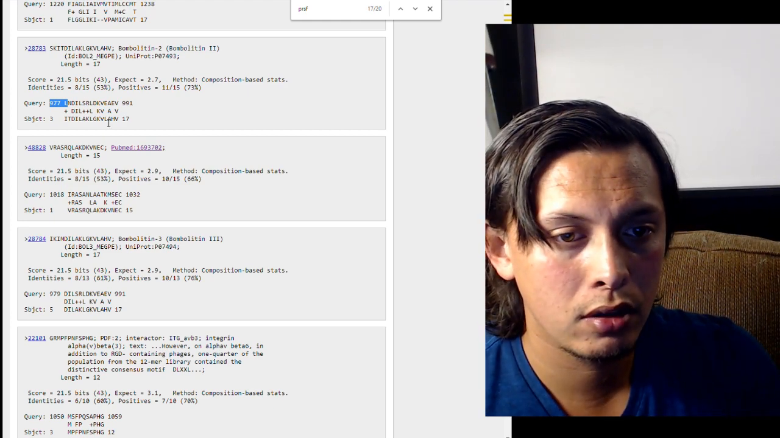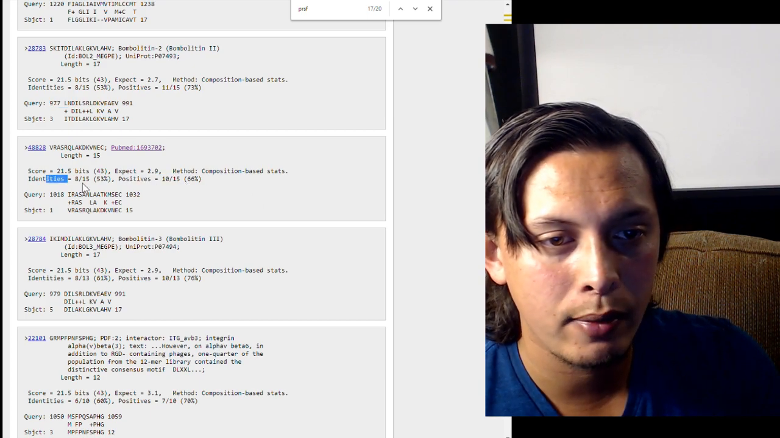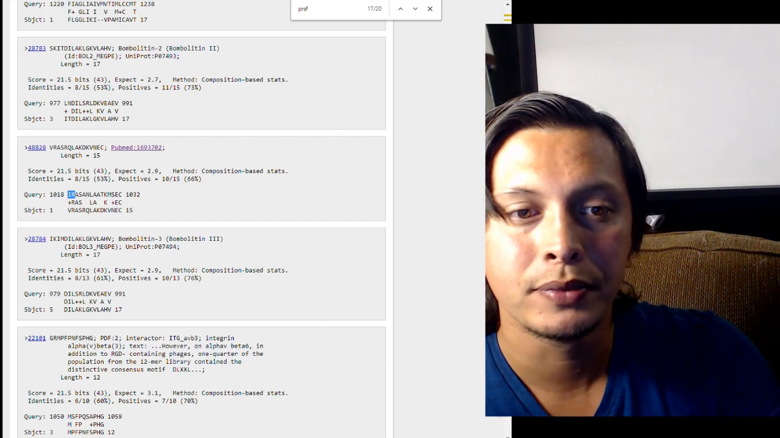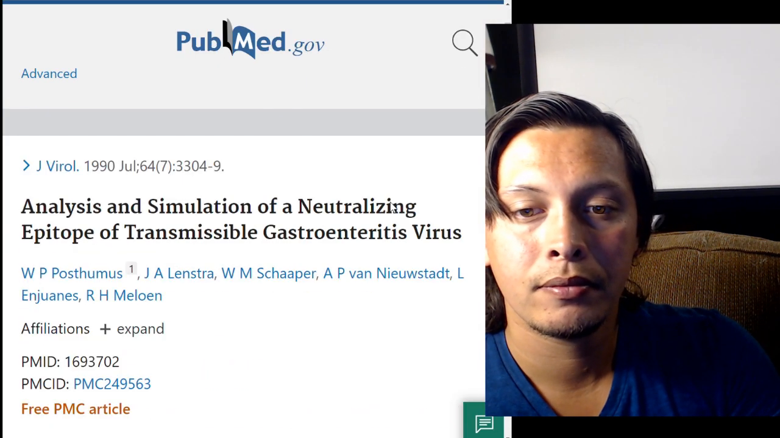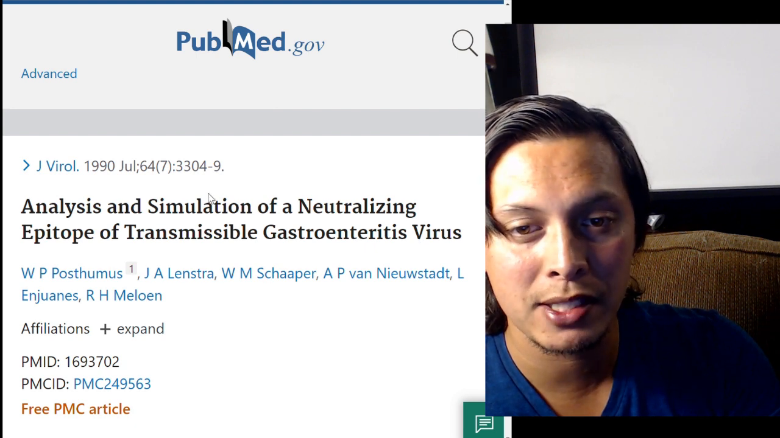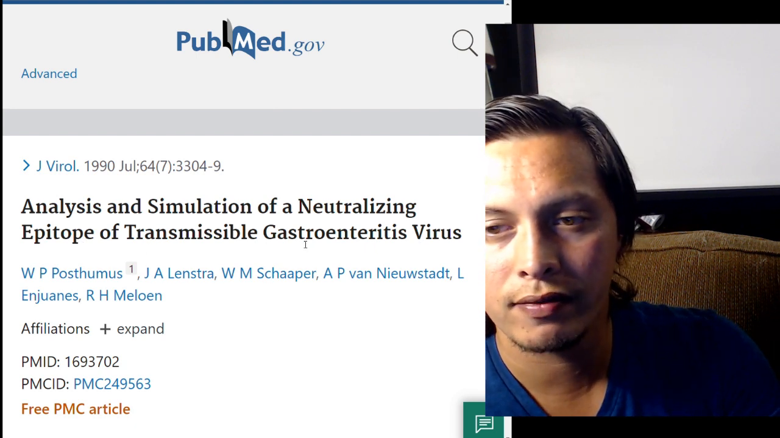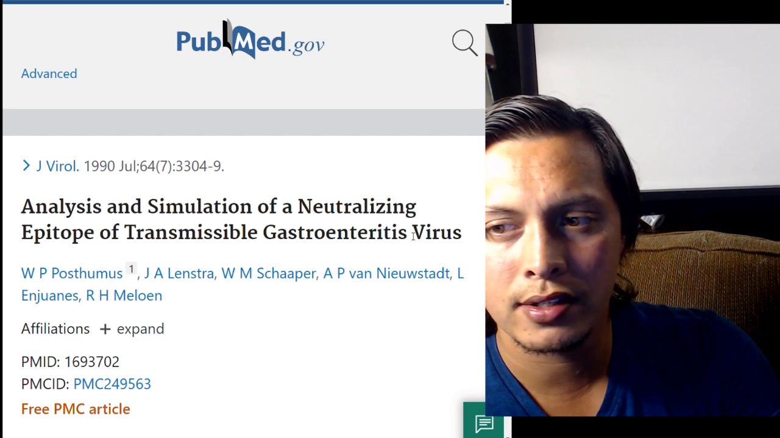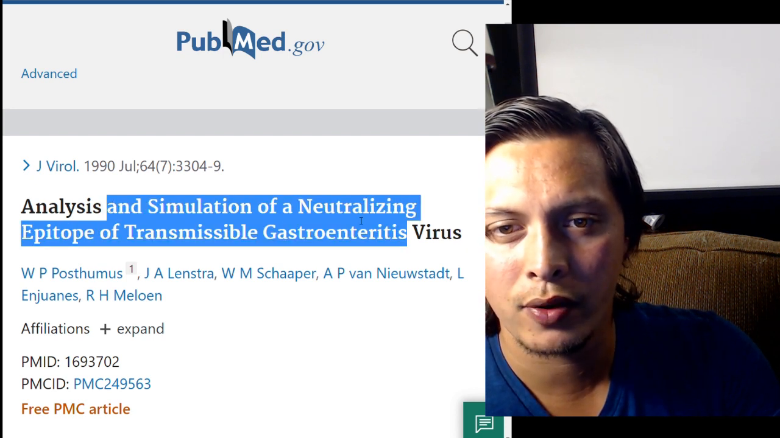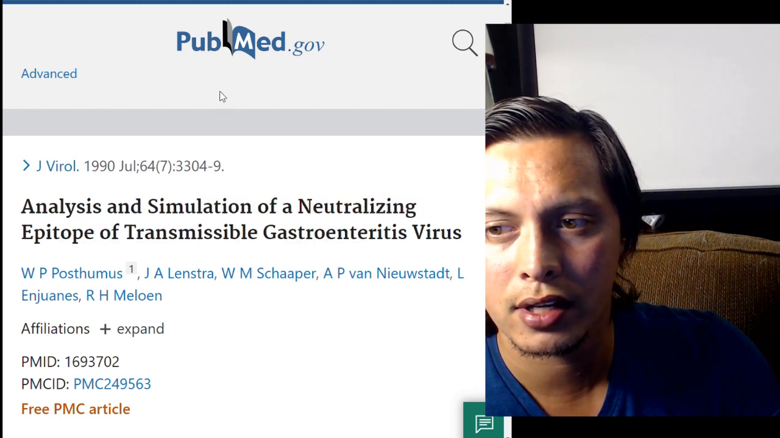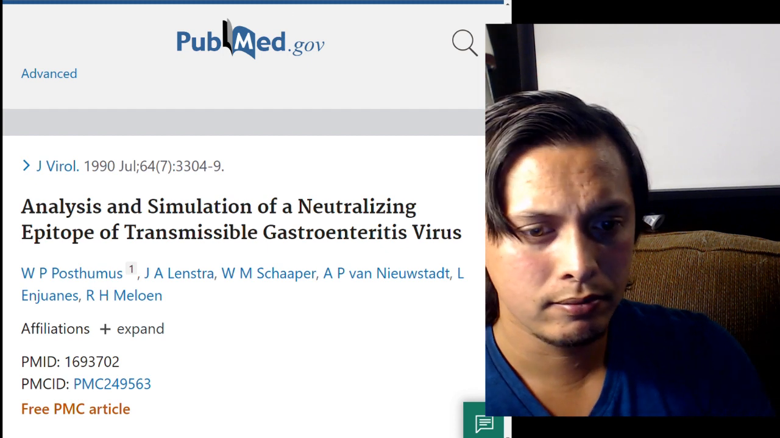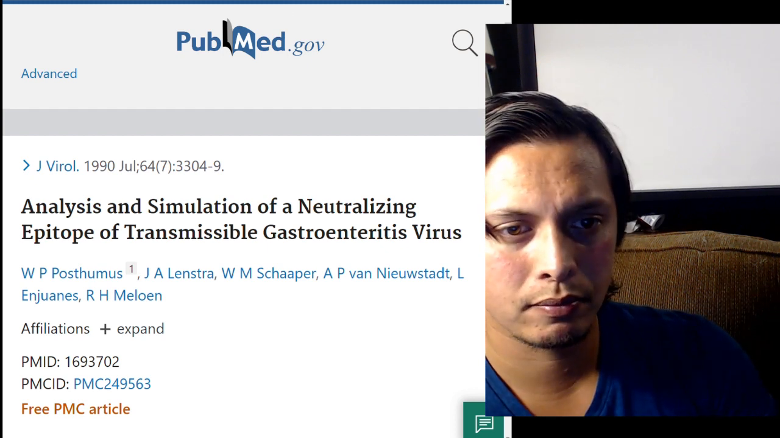So, what is, oh, Iraq. I think, oh no, that's a different one, but analyzing and simulation of a neutralizing epitope of transmissible gastroenteritis virus. So this is just saying that that amino acid sequence is a part of a different virus that is used to make antibodies. But it probably doesn't mean much.